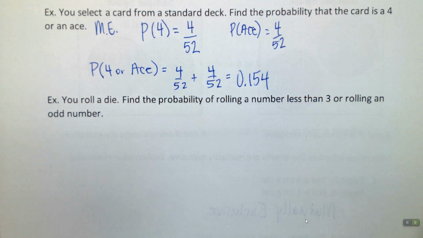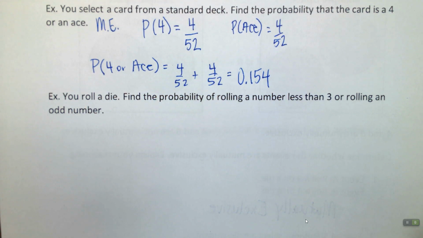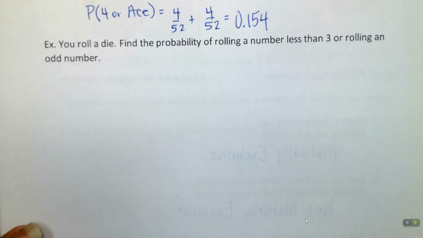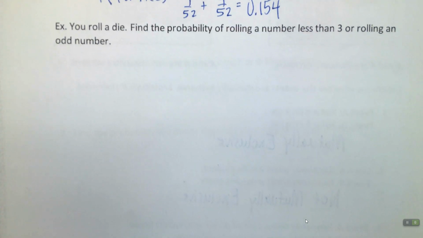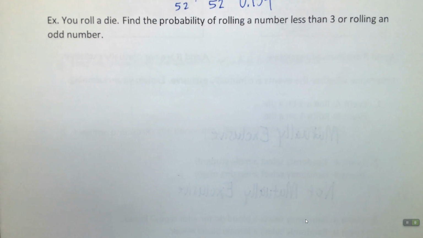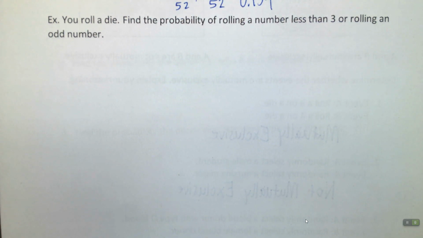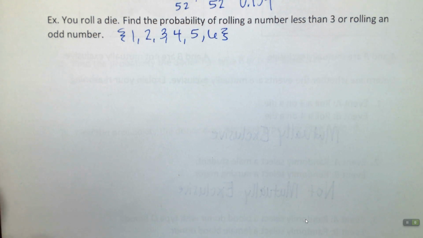Alright, so let's look at an event that is not mutually exclusive. And I'll probably throw in an extra problem since I have space down here. Alright, you roll a die. Find a probability of rolling a number less than 3 or rolling an odd number. So I am going to write my sample space here for a die, because it's going to be easier for me to break it down. This is a standard die.